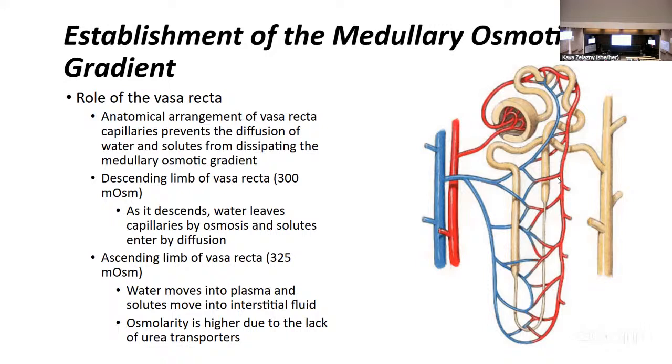But because of the shape here, where we have a descending limb of the vasa recta that's losing water and at the same time dragging in solutes. And then as blood flow goes up through the ascending limb of the vasa recta, we have water moving into the plasma, solutes moving back into the interstitial fluid, back into the kidney. Right? This helps us just not create washout here.